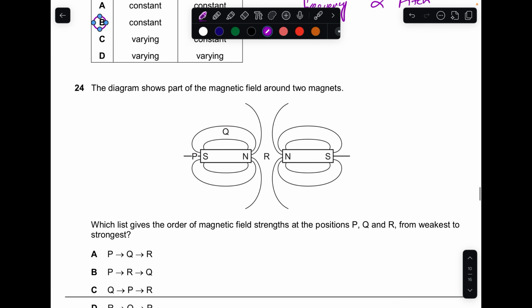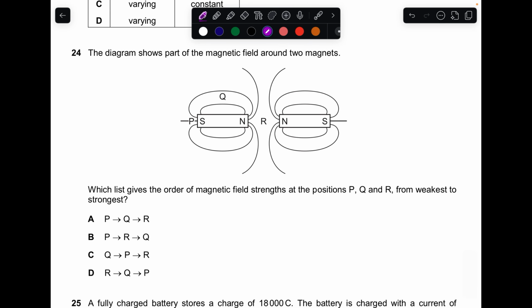Okay. In question 24, the diagram shows four parts of the magnetic field around two magnets. Which list gives the order of magnetic field strength at the points P, Q, R, from weakest to strongest? Okay. If you see this, there is almost no magnetic field line between it. And second, they both are repelling each other. So this is the weakest. Then the strongest will be near the pole. So in sequence, from weakest to strongest: this is the weakest, then this is stronger, and this is strongest. One, two, three. So it's option D that is correct.